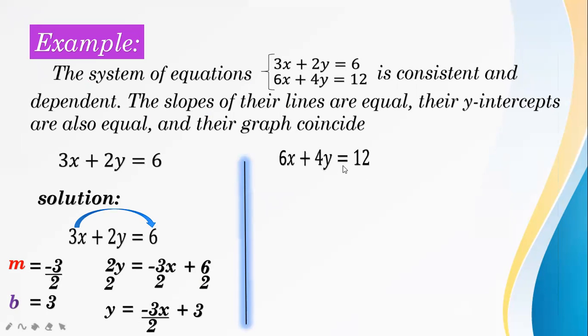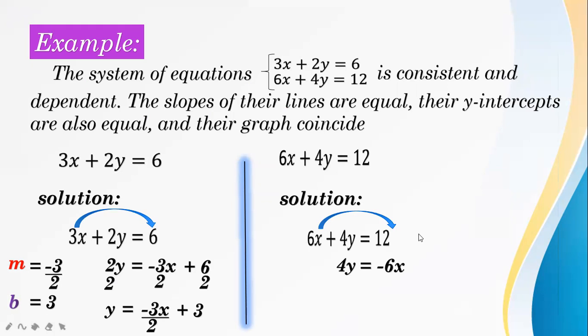Then how about the second equation? 6x plus 4y equals 12. Then solution. So again, you change this standard form into slope-intercept form. So we transpose this one, 6x. So copy 4y equals, then we have negative 6x plus 12. Then all you have to do is to eliminate this positive 4, para matanggal lang yan. Ang gagawin natin is you divide both sides of the equation by 4.